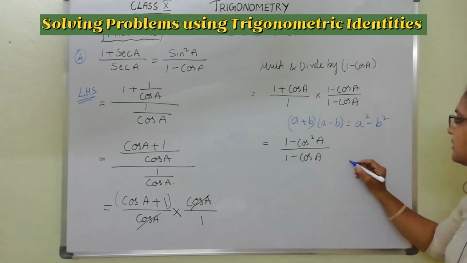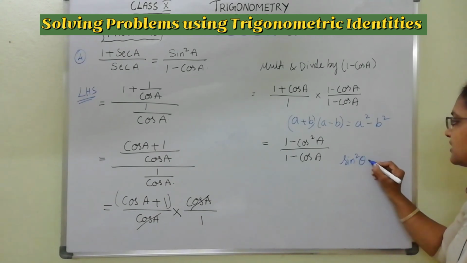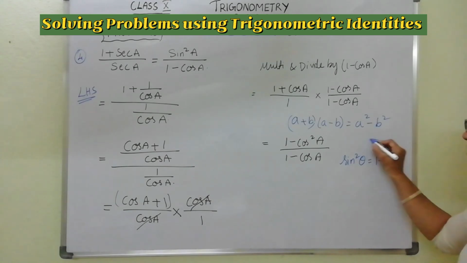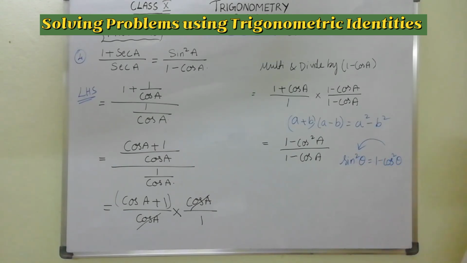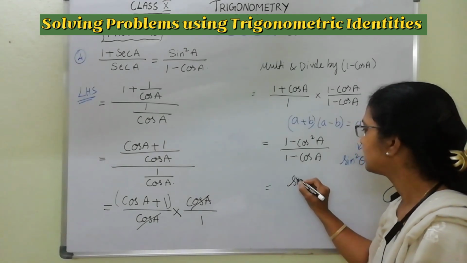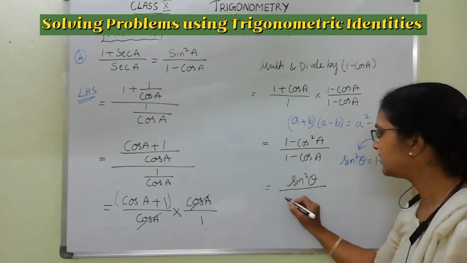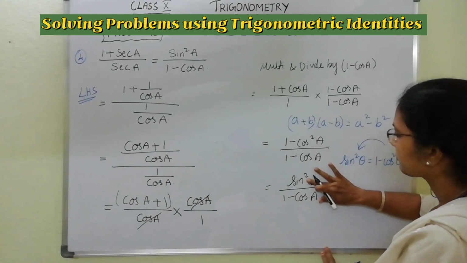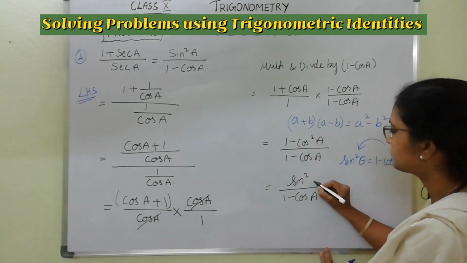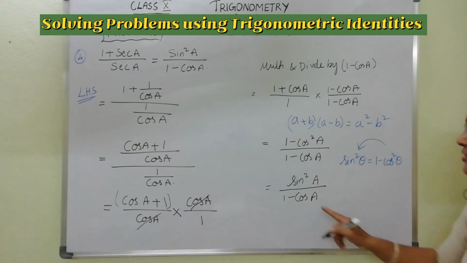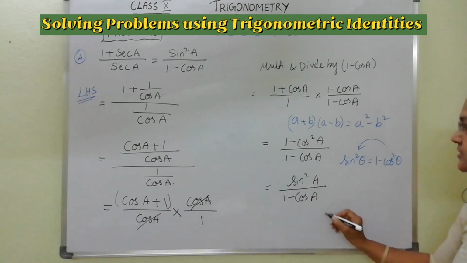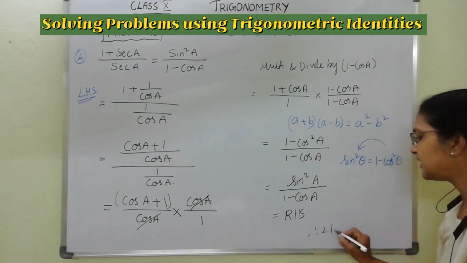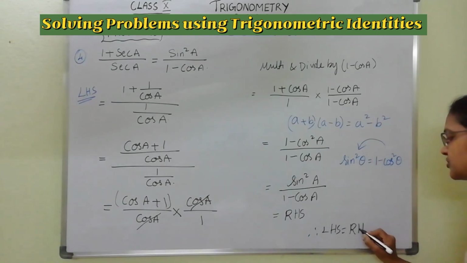We know the identity sin square theta is equal to 1 minus cos square theta. So 1 minus cos square theta will be written as sin square theta. So it is sin square A by 1 minus cos A, which is equal to RHS. Therefore LHS is equal to RHS.